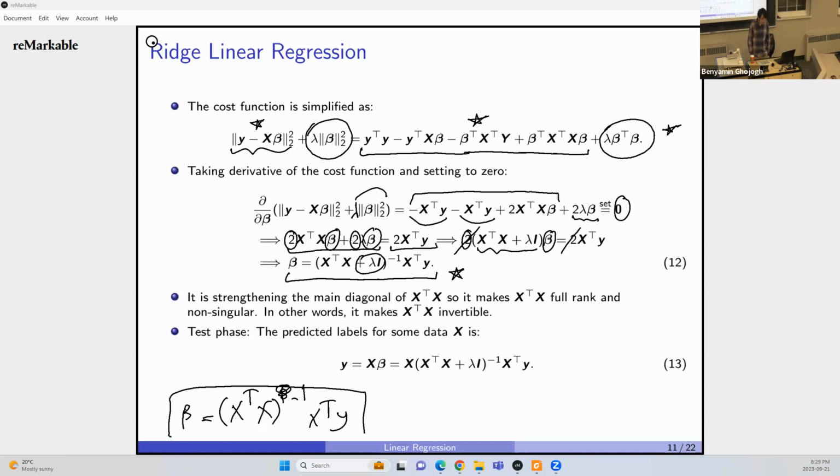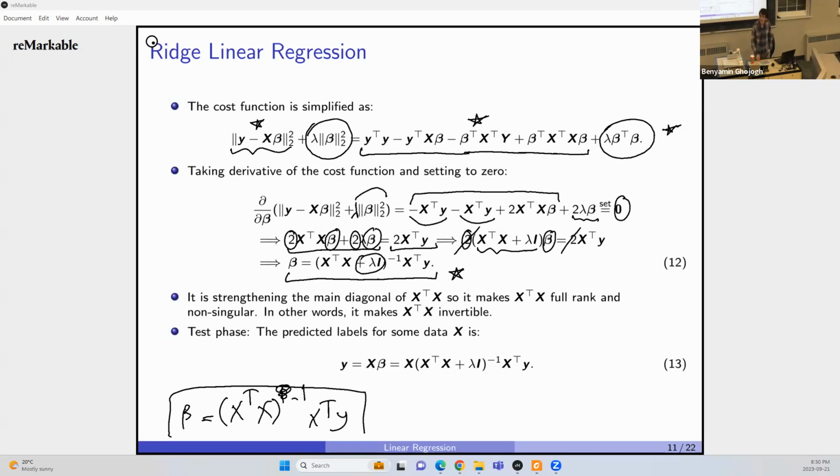Now let's see the effect of lambda. What if lambda is too small? The solution reduces to linear regression. What if lambda is too big? Then X transpose X plus lambda I converges to lambda I. It completely forgets X transpose X, so it forgets the task of linear regression. It completely focuses on the regularization term. It forgets the actual cost function, right? So lambda shouldn't be too big.